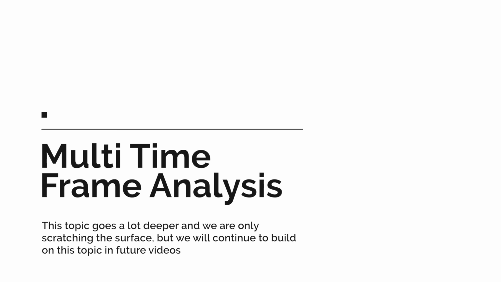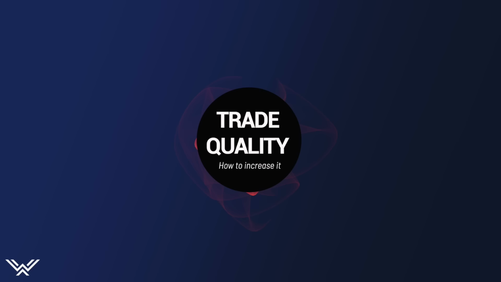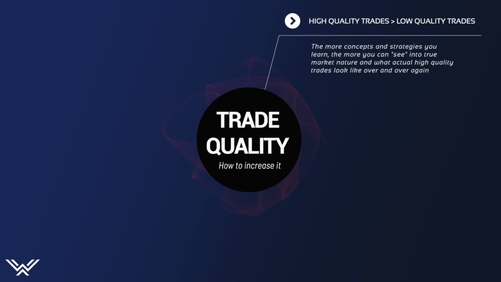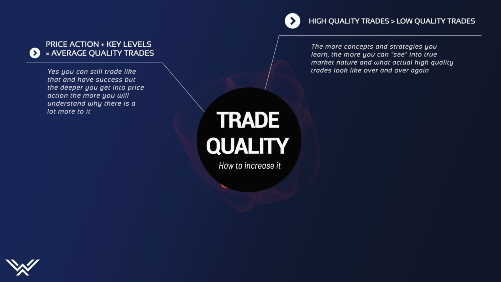Now, this is a very important point we want you to understand, which is that trading comes down to the simple concept of trade quality, meaning there are low quality trades and high quality trades. The more you learn means the more you can see, which then allows you to choose between okay trades and high quality trades. Think back to the past videos where we showed you the importance of candlestick patterns at key levels. And of course, you can enter just like that, but those are average quality trades. What you want to do is take high quality trades, and knowing the concepts we have introduced in this video will help you build towards that endgame.